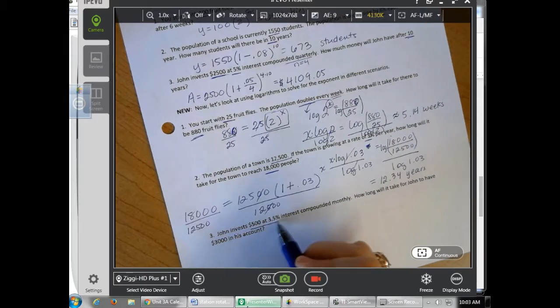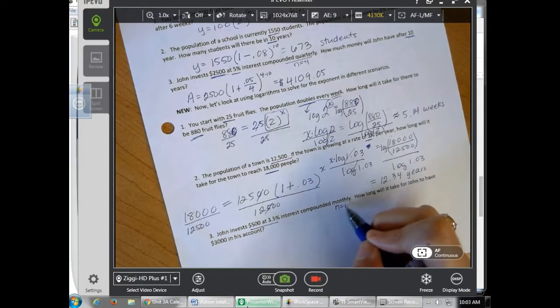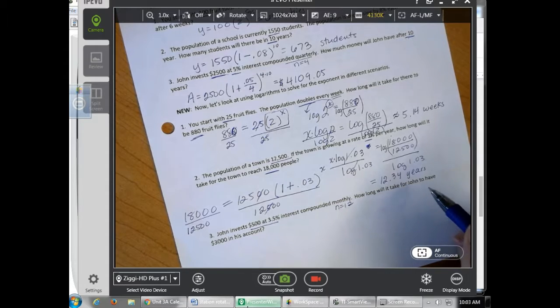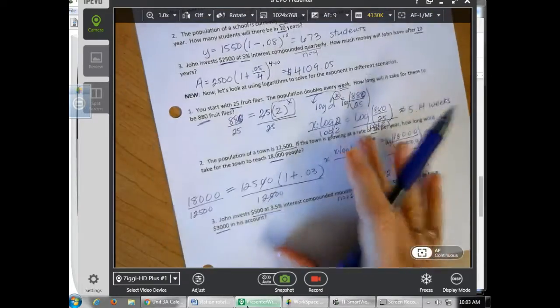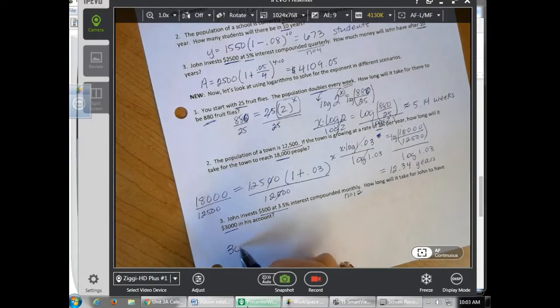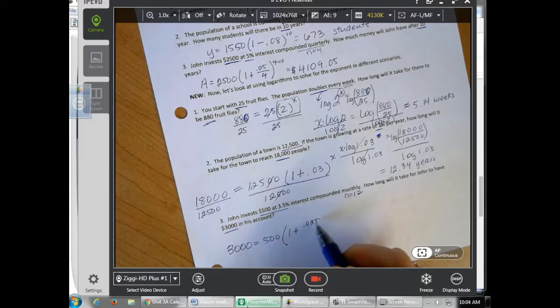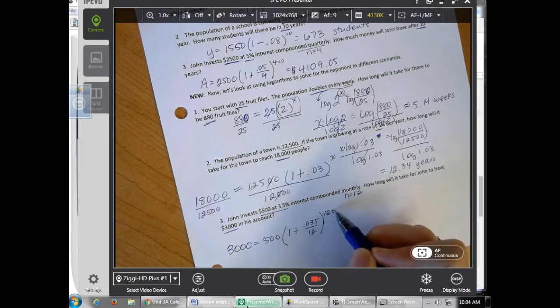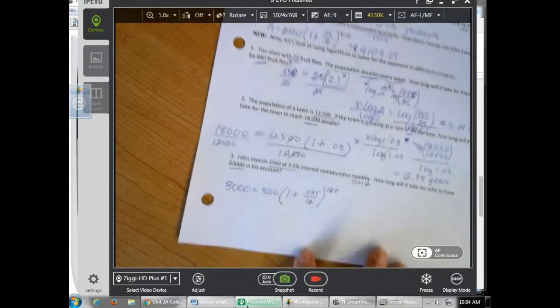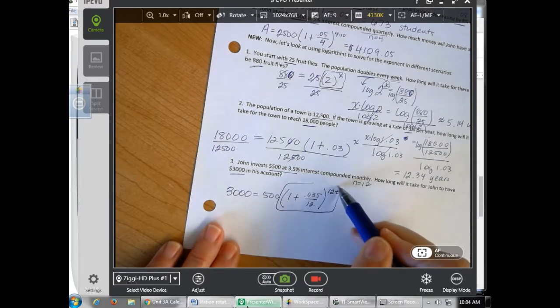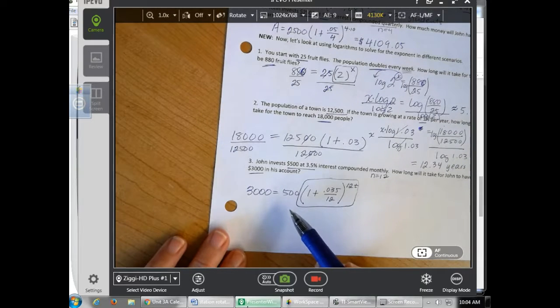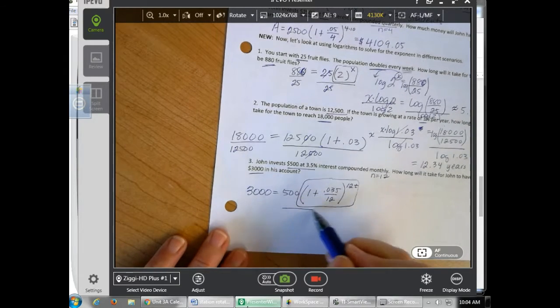John invests 500, and it's compounded monthly, so n is 12. How long will it take for John to have 3,000 in his account? So I'm going to just use my formula, the upper right one up here, and I'm going to say he ends up with 3,000. He's starting with 500. 1 plus 0.035 divided by the n of 12 because it's monthly, and then it's 12t. So I'm solving for that unknown number of years right there. This is my power. I need to isolate that. I'm just going to divide both sides by 500.